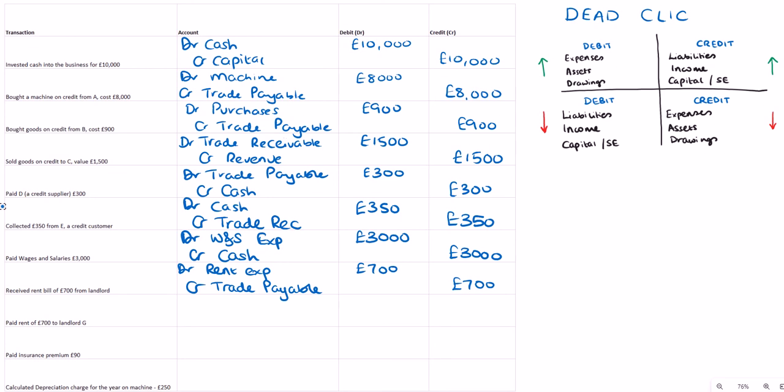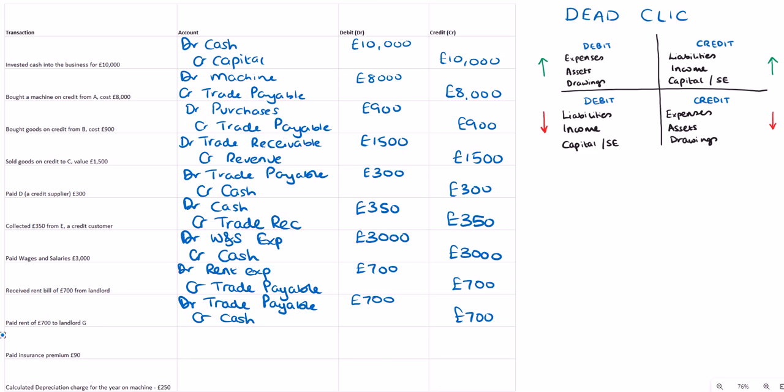Next one, we've paid rent of £700 to landlord G. So if the business has paid rent, this means cash leaving the business and trade payables being reduced. So that's going to debit trade payable. So the business does not owe the landlord anymore. So £700 on both sides.